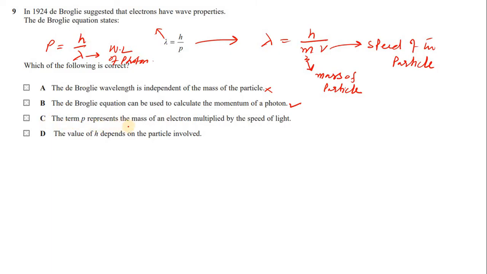The term p represents the mass of an electron multiplied by the speed of light. No, p is the momentum. If we are dealing with the particle, then we should use the speed of the particle, not the speed of light. The value of h depends on the particle involved. No, h is a constant. It does not depend on the particle mass or speed. So of course this is wrong. So the only option is B.